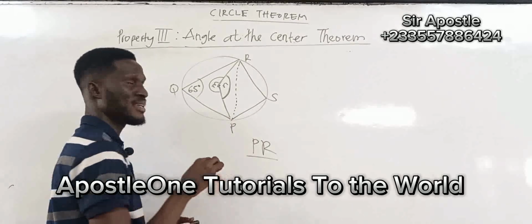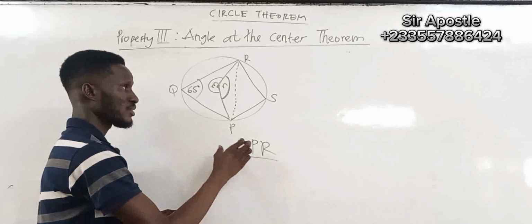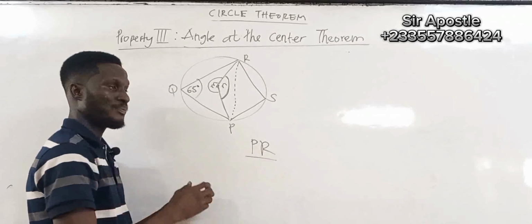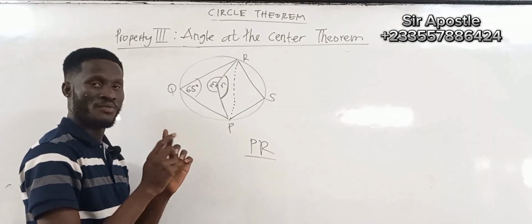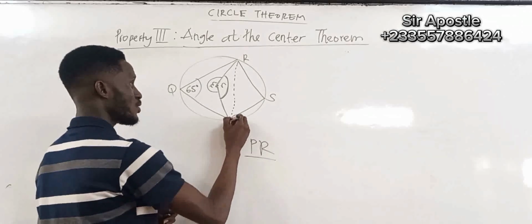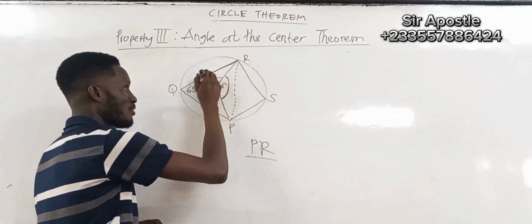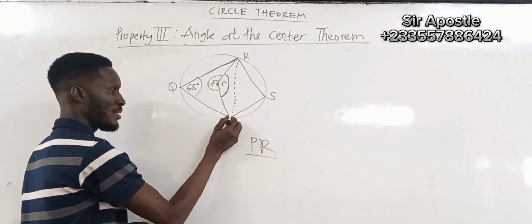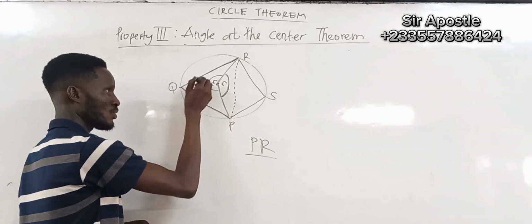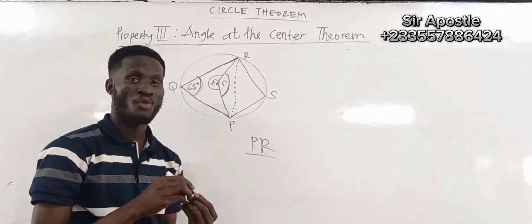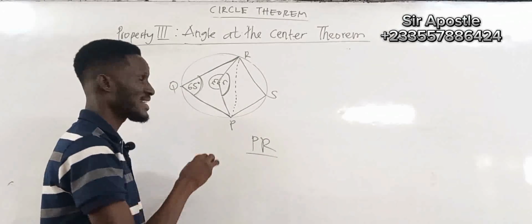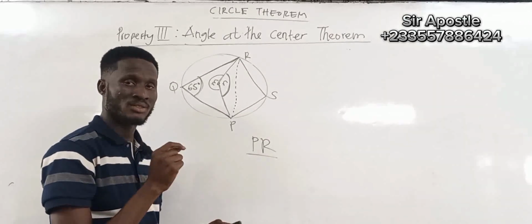Now another one is we have to look at the same chord that forms an angle at the circumference of a circle. So this chord, the R moves to K, forming an angle of 65 at the circumference of a circle.